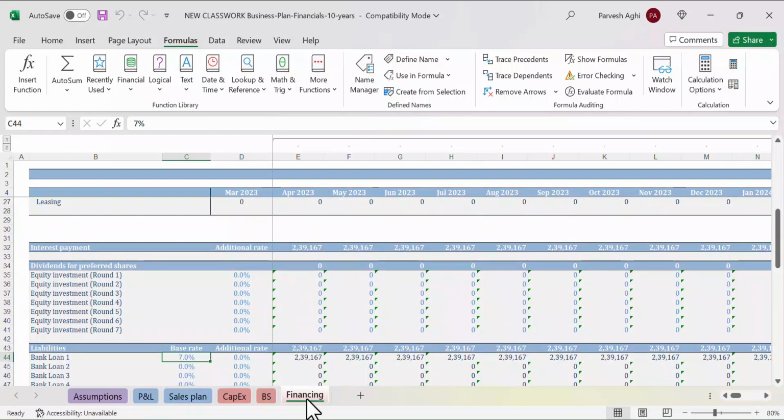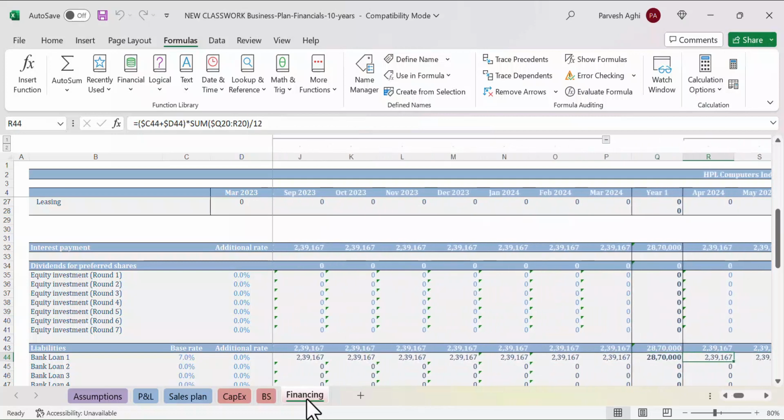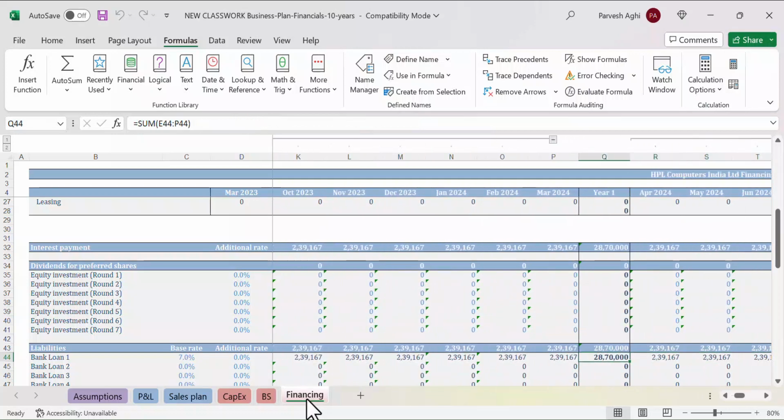So you have taken only one loan, and go to the column, row number 44. Okay, so row number 44 of the financing, the bank base rate is 7%, and automatically the interest will be coming here. हर महीने का interest निकल जाएगा. So go at the end and you have 28,70,000 as interest.